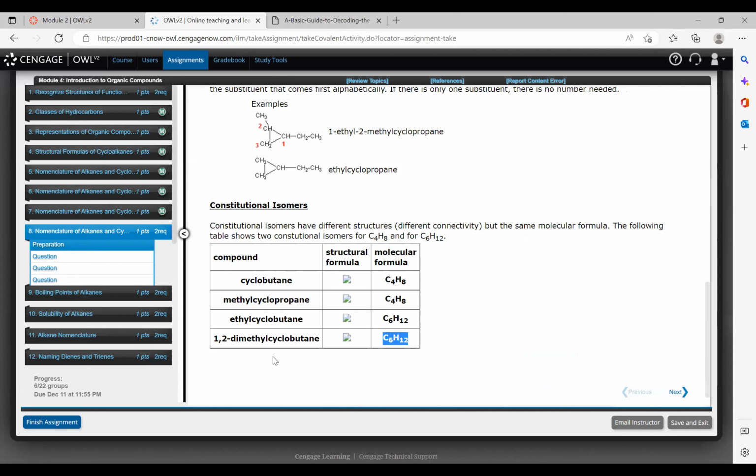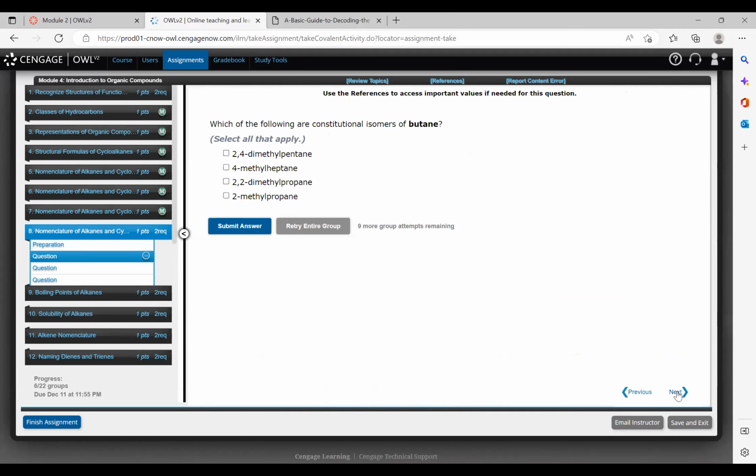C6H12 and C6H12, they have the same molecular formula, but their structural formula is different, meaning how they're arranged is different. Cyclobutane to methylcyclobutane, they all have the C4H8, but their structural formula is going to be a little bit different. So what we're going to do is try to find those isomers of butane. So butane looks like this by the time it's all said and done. There's 4 carbons around it. So 1, 2, 3, 4. And what we're going to see is that we have CH3, CH2, CH2, CH3.